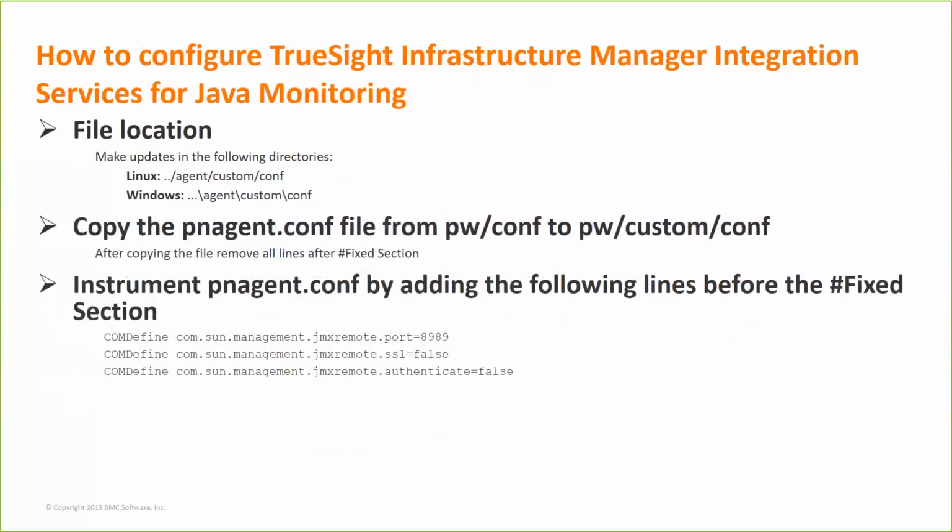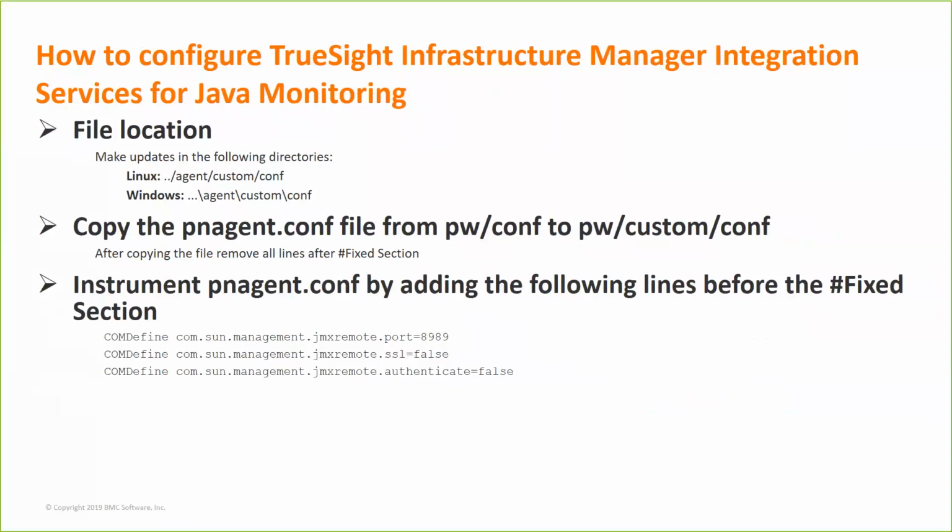So the last one we'll look at is the integration server. This one takes a little bit more time to set up because the file doesn't exist in the custom conf directory. I could show an example of this in my demo side. Anyway, the agent custom conf is where we want this file.